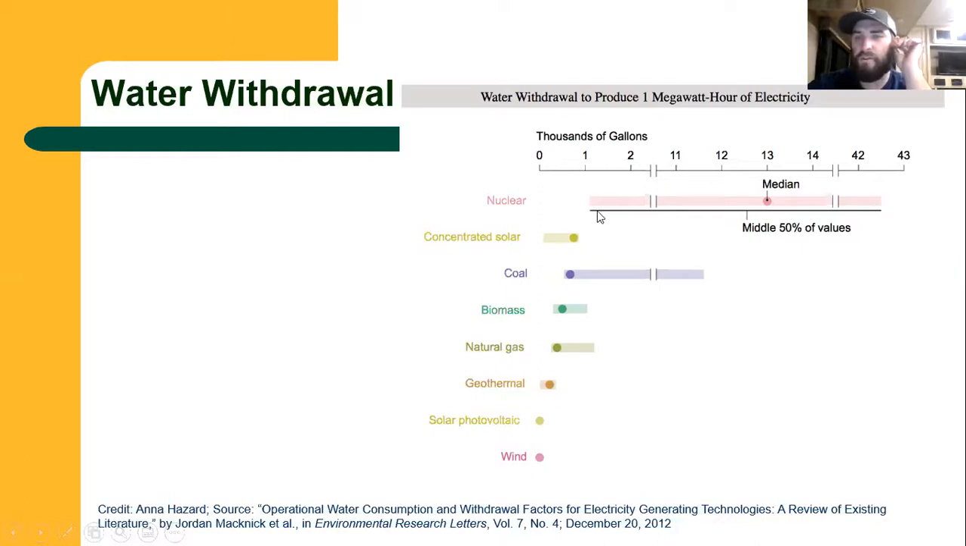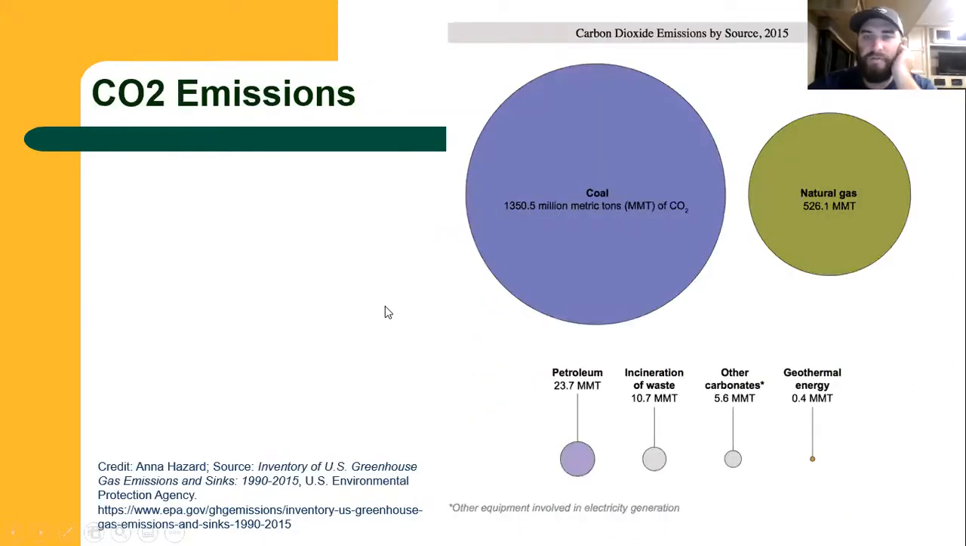Nuclear is all over the chart. Obviously, nuclear can use a lot of water to cool the reactors in some of these giant plants. So that's why it's all over the place. And then coal, it just depends on the type of mining how much water it will use. The rest are generally pretty efficient.